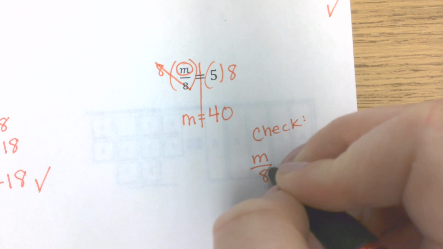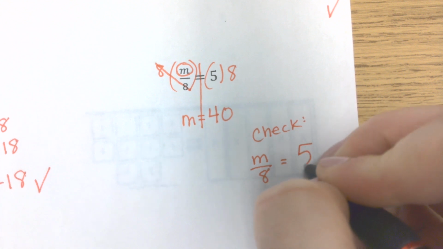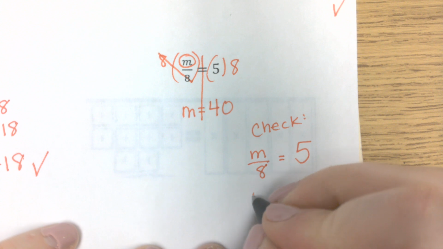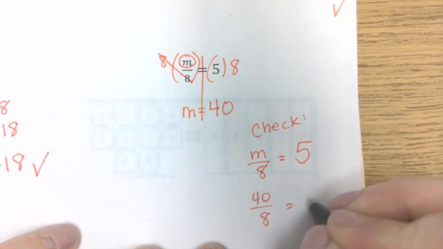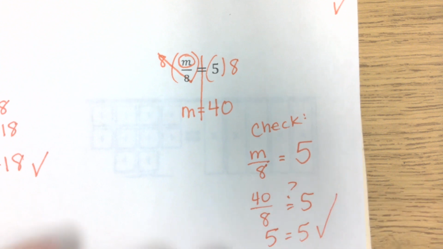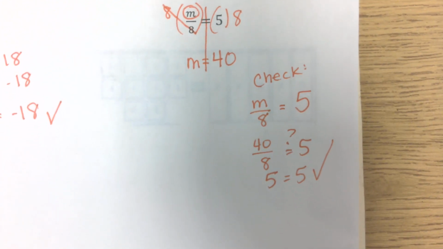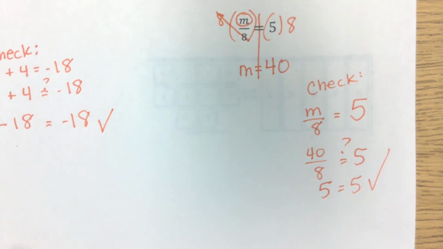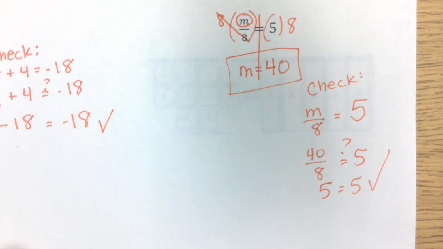So let's check our work. M over 8 equals 5. So basically what you can ask yourself, what divided by 8 equals 5? 40. 40 divided by 8, does that equal 5? Yeah, 5 equals 5. So we checked it. So our answer is m equals 40.